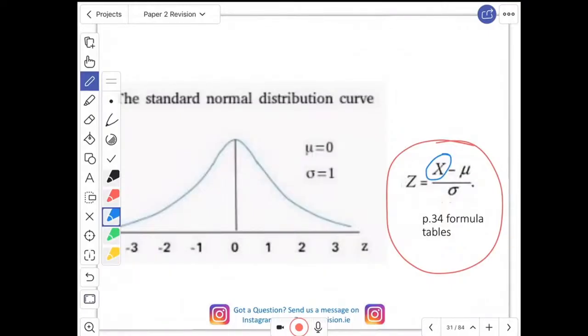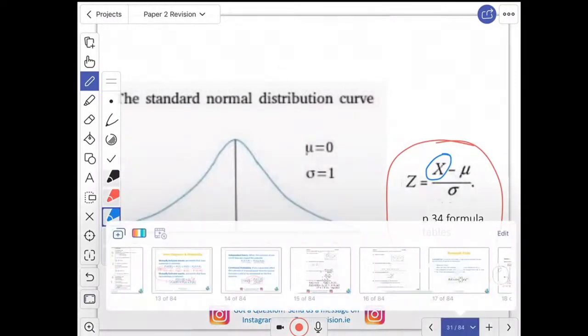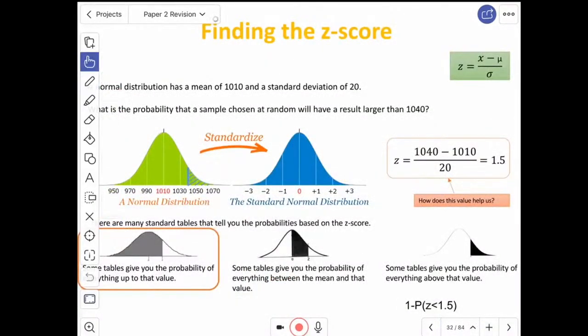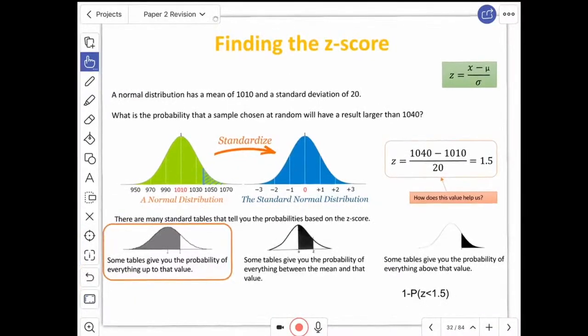Okay, so let's go and actually put that into some use then. So if we look at this example really quickly. We're told that a normal distribution has a mean of 1010 and a standard deviation of 20. And we're being asked to work out what is the probability that a sample chosen at random will have a result larger than 1040. So basically we're being asked to work out the probability that x is greater than or equal to 1040. But the issue is we don't have anything that can help us calculate that.